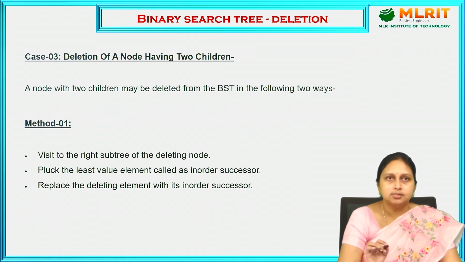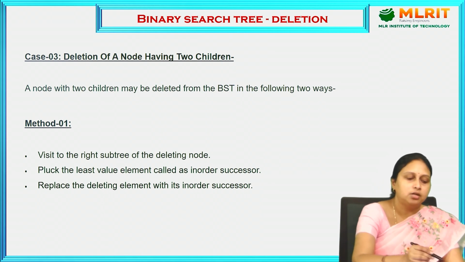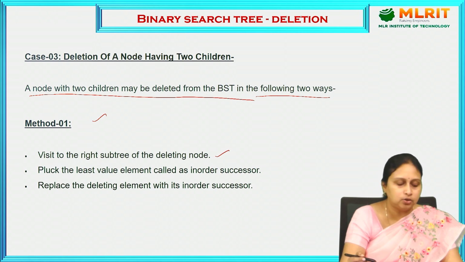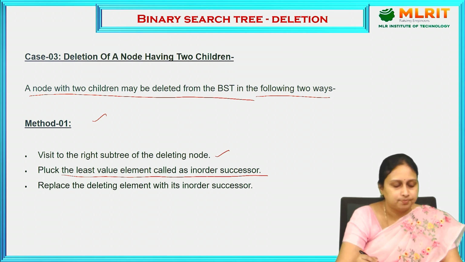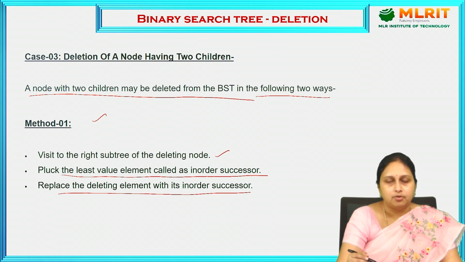Next, the other case, deleting a node having two children. Here we have two methods to follow. Let us observe. A node with two children may be deleted from the BST in two ways, method 1 and method 2. Visit the right subtree from the deleting node. First, completely visit the right subtree of the deleting node. Pick the least value element, called the in order successor. Replace the deleting element with its in order successor. Right? With that, we are going to replace.